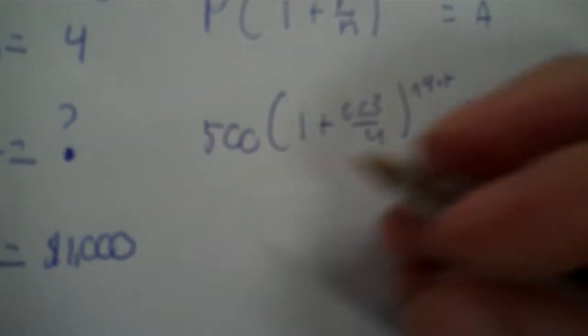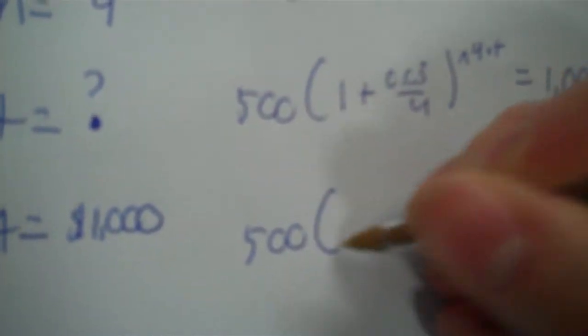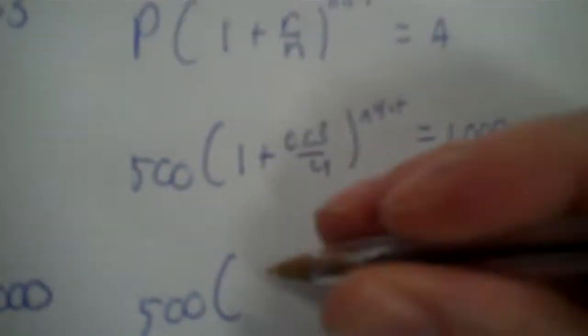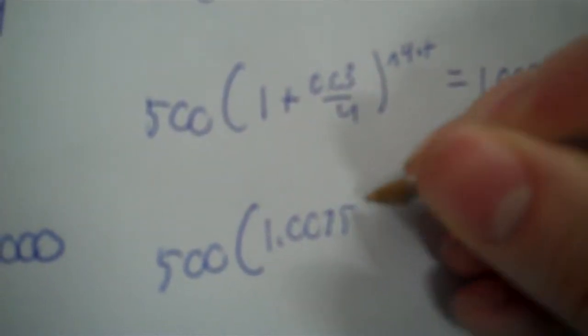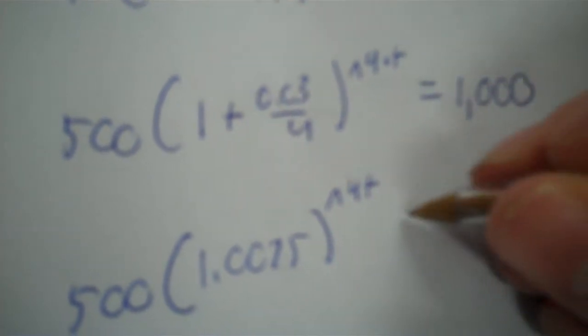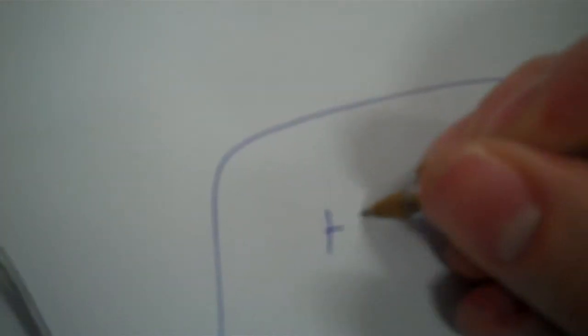So first, you simplify inside your parentheses. So 1 plus 0.03 divided by 4 is 1.0075. Then your exponent, you can't multiply, just put it as 4t equals 1,000. So the letter I'm solving for is t. Now t definitely is not alone, and it's a power.